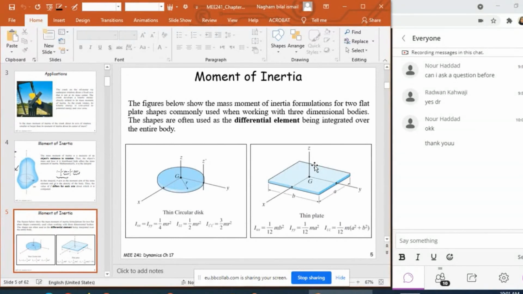And as I said in the video lecture, guys, we're going to use these two in order to find the mass moment of inertia for the entire mass. So I advise you guys to memorize these two, to memorize their moment of inertia, because we're going to use them, as you can see now in the first example.